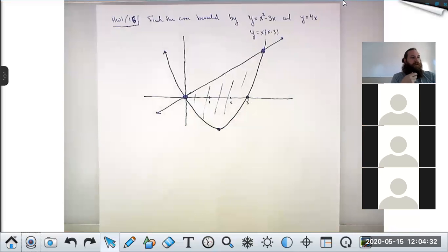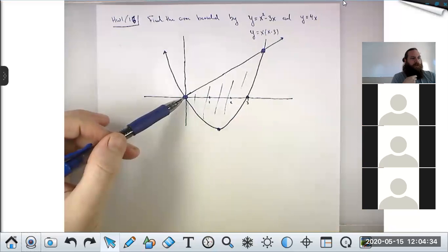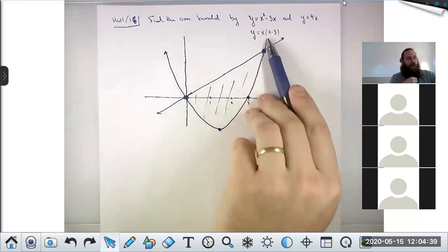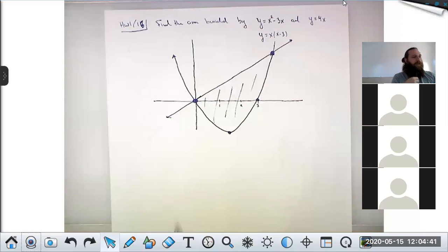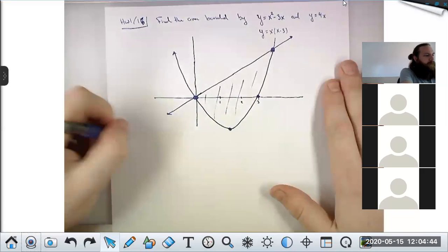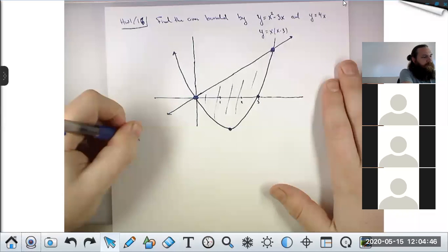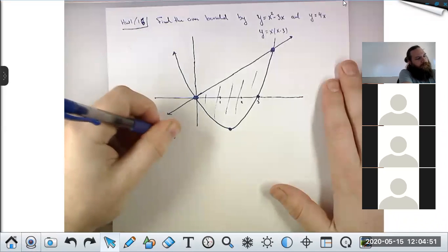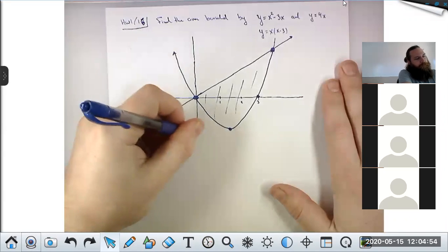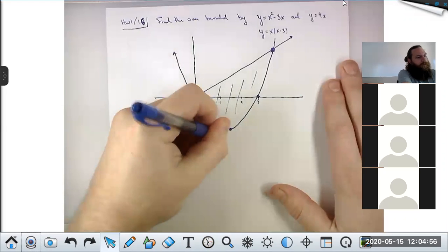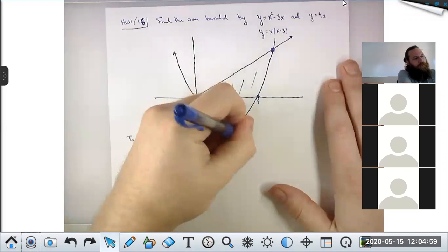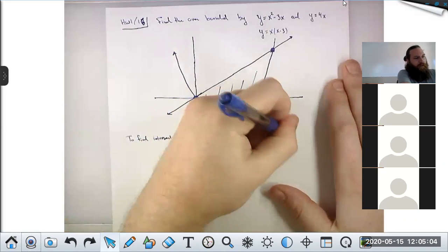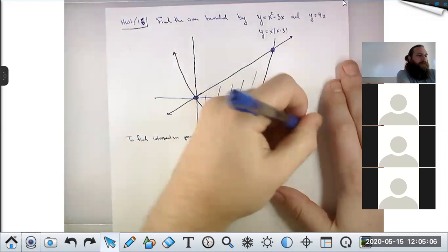I think it's fairly obvious that these two curves intersect at the origin. This has y-intercept 0, so it goes through the origin. This has a factor of x in it, so it goes through the origin. But then finding the other one is going to require solving a quadratic. So to find intersection points, we solve the equation x squared minus 3x equals 4x.